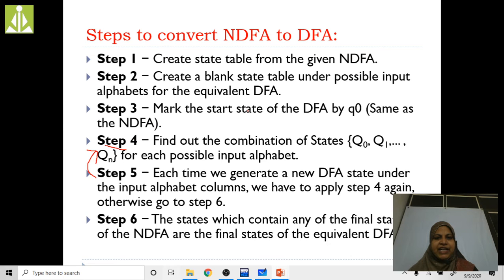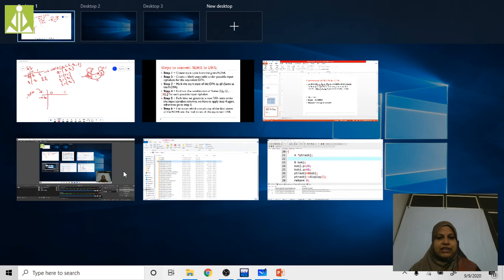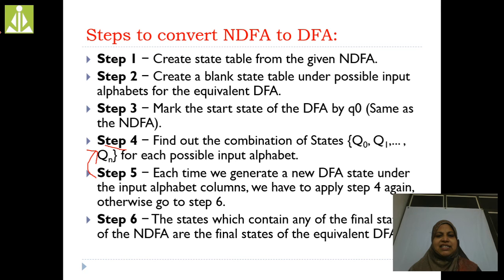We have to take the initial state now. Here in this example, which one is the initial state? Q naught is the initial state. So we have to construct the DFA. Here I am constructing the DFA. Now this is the DFA for my given NDFA. Now I am creating this table, Q naught, right? What is my third step? Mark the start state of the DFA by Q naught, right?